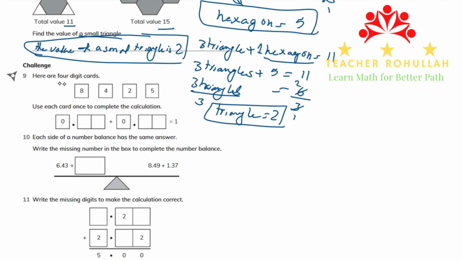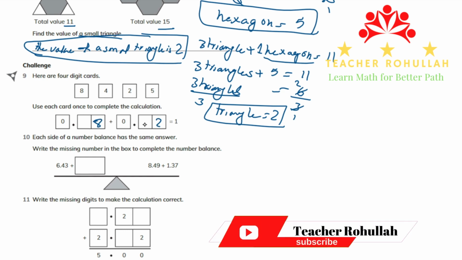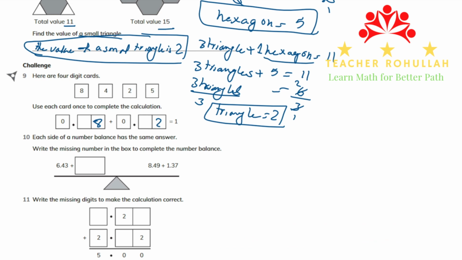In question 9, it says, here are 4-digit cards. We have 8, 4, 2, and 5. And it says, use each card once to complete the calculation. So in the whole number part, we have 0, and here also in the whole number part, we have 0. To make it 1, we have to put 2 numbers in the tens place that give us a 0. So we can write 8 here and 2 here, because 2 plus 8 is 10. And now we can write the other two, which is 5 and 4. It doesn't matter where we write.